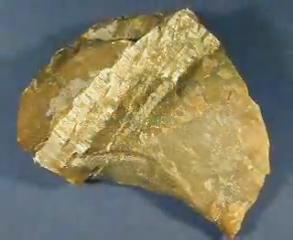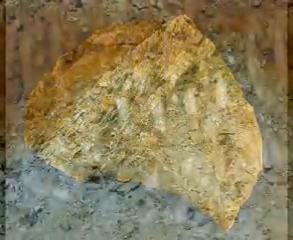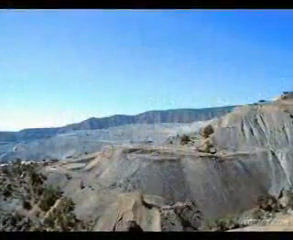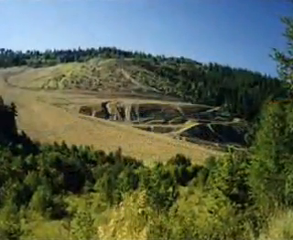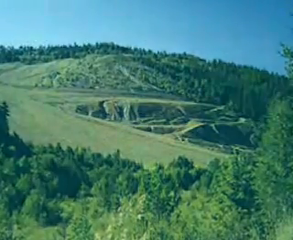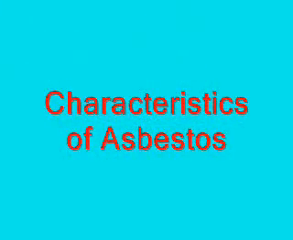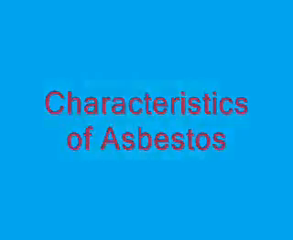It is a naturally occurring mineral that is found in the ground and is mined. Asbestos normally runs in veins throughout the ground. Asbestos fibers are naturally in rock-type form and are mined in a very similar manner as you would mine coal or other such minerals. Now let's take a look at the characteristics of asbestos.